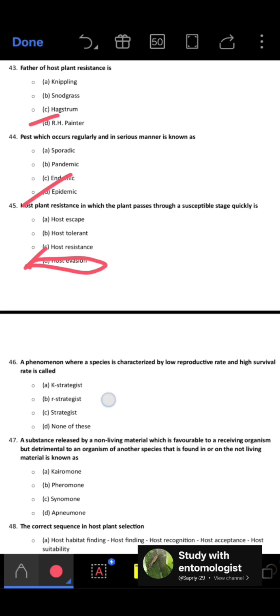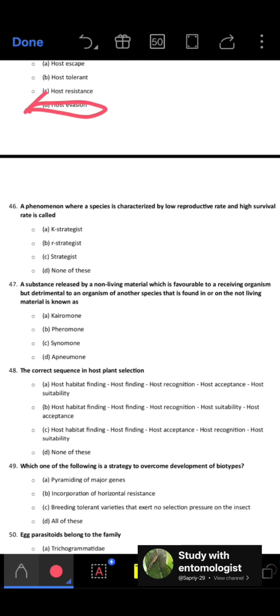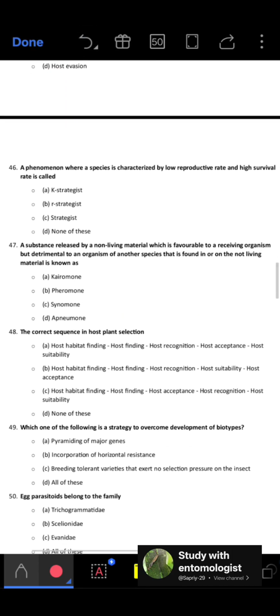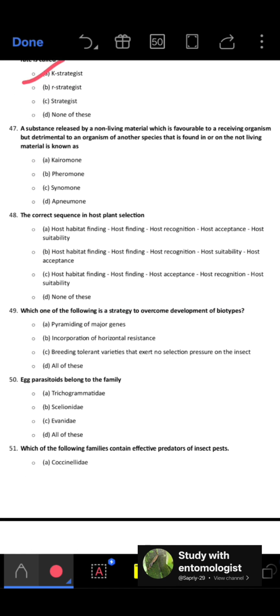Next, it is known as host escape. Next is a phenomenon where a species is characterized by low reproduction rate and high survival rate, it is known as K strategist. Next, a substance released by non-living material which is favorable to a receiving organism but detrimental to an organism of another species that is found in or on the non-living material is known as apneumone.